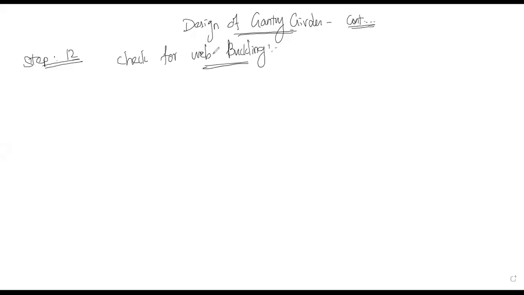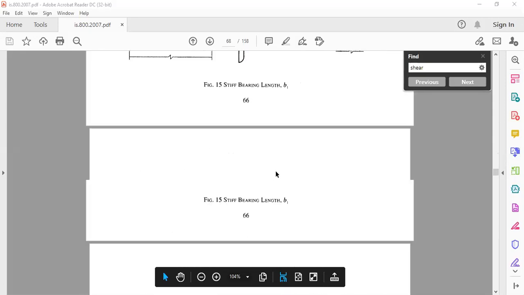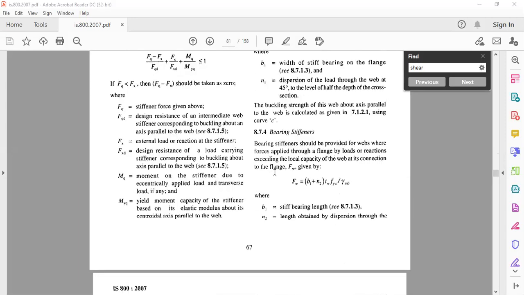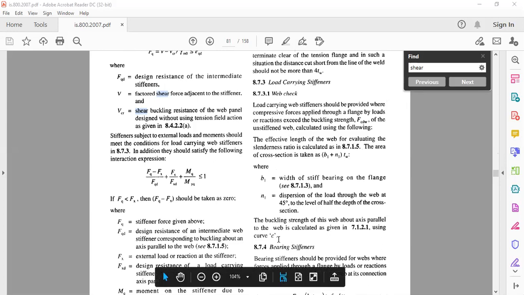Here, from page number 67, we are having one formula. So this is the formula we are going to use: (B1 + N1) into tw into fcd, the design compressive stress. If we multiply these, then automatically we can get the value. Here they have given us curve C, that is buckling class C, which we are going to use.